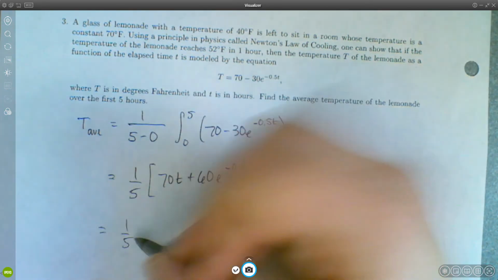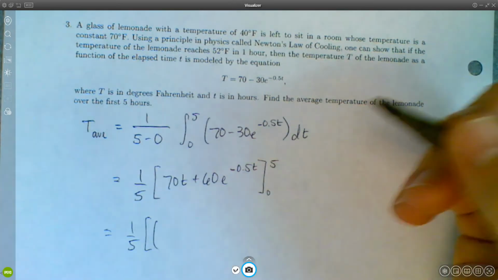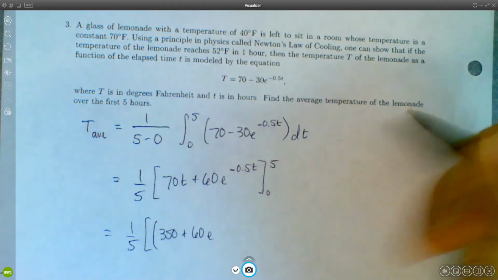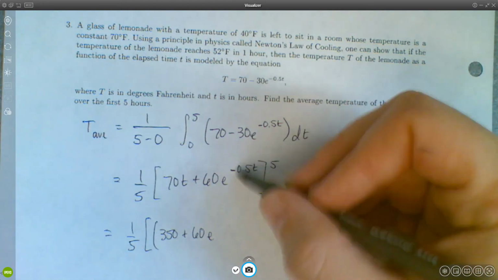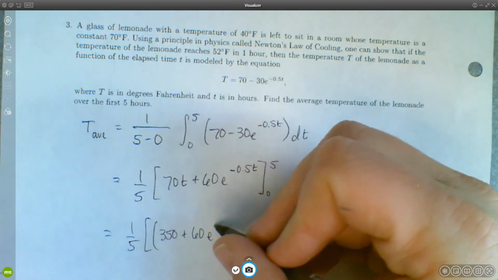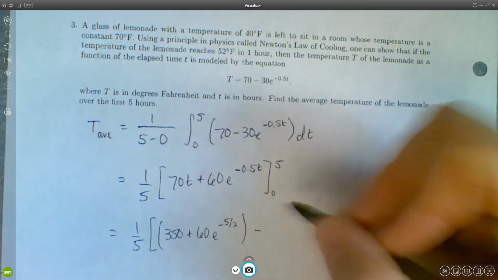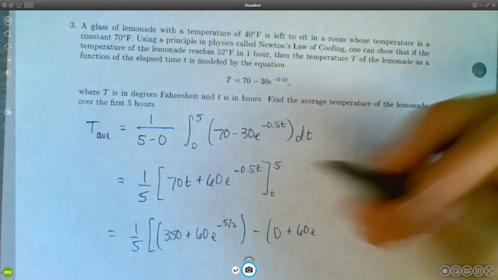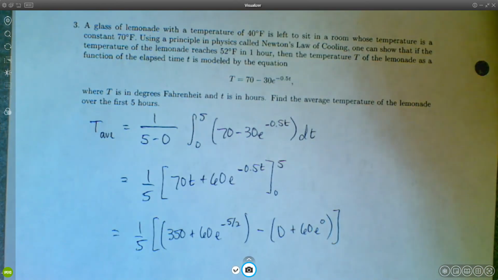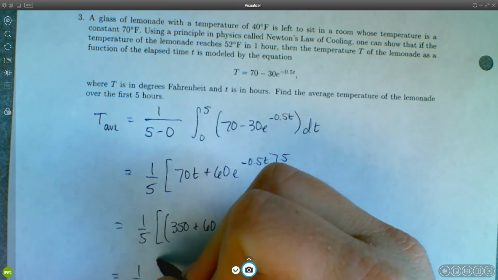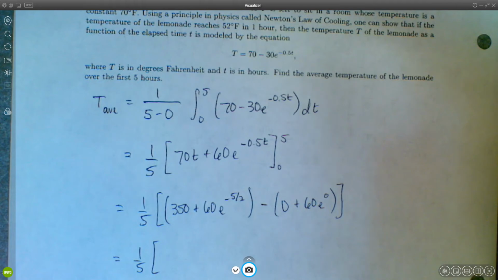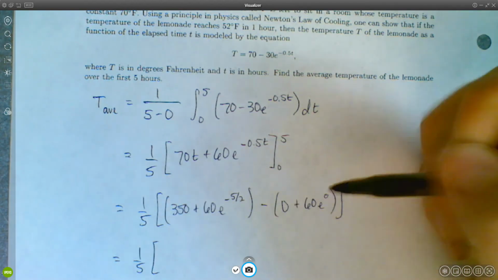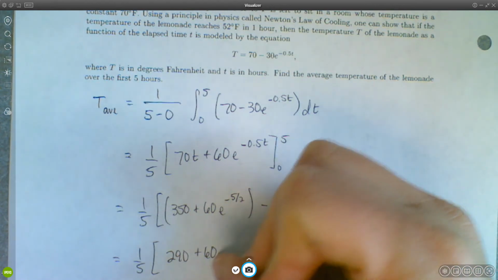Anyway, so if I plug in 5, 70 times 5 should be 350. Plus 60 e to the negative 5 halves, I suppose, right? Negative 0.5 is negative 1 half. 1 half times 5 is 5 halves. So e to the negative 5 halves. Minus, if I plug in 0, I get 0 plus 60 e to the 0, which is just 60. Okay. So e to the 0 is 1. So I'm going to have 350 minus 60. That's really going to be 290 plus 60 e to the negative 5 halves.